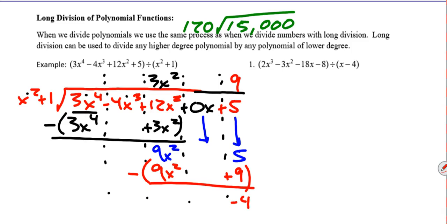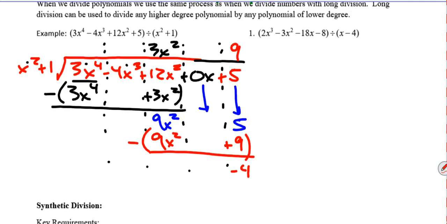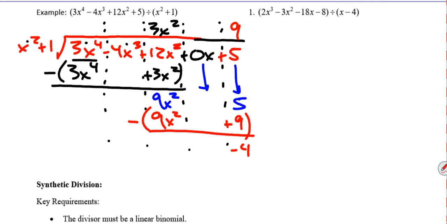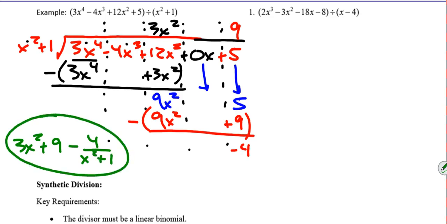So what we have for our result of this evaluation is 3x squared plus 9 with a remainder of negative 4 over x squared plus 1. Okay, so this means that x squared plus 1 did not go in evenly to the radicand because there is a remainder. It means that x squared plus 1 is not a factor.